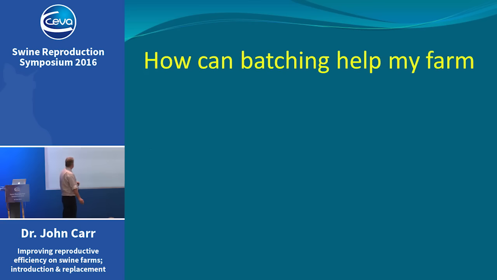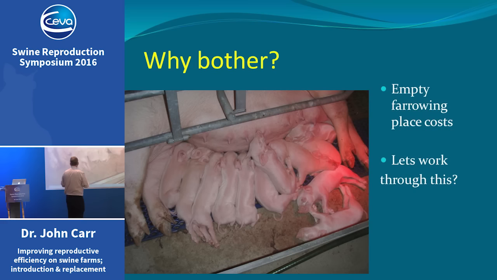Okay, so how can batching help my farm? One of the things it helps with is this concept of empty farrowing crate costs. This is the new reality for Asia. 1, 2, 3, 4, 5, 6, 7, 8, 9, 10, 11, 12, 13. And how many of you noticed that was the leg of the sow? But anyway, the new reality for Asia has got to be 12. What I want to try and do now is illustrate a point from Nicholas's talk.